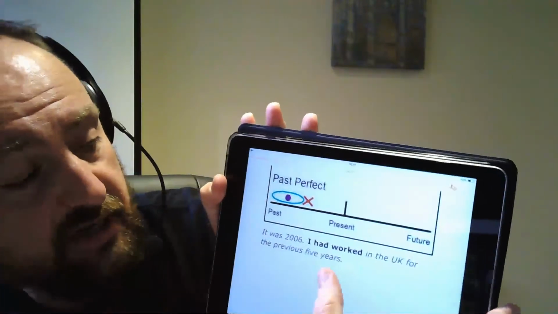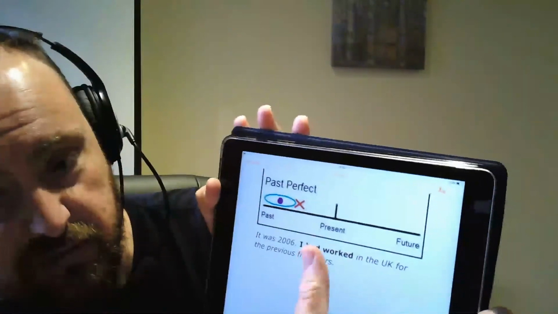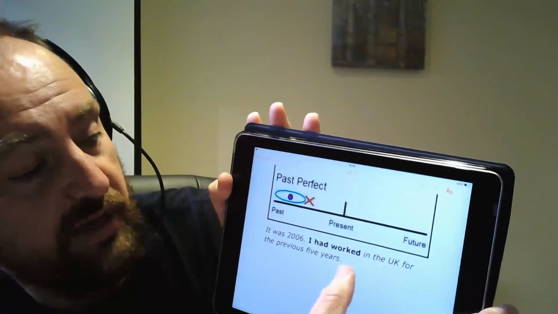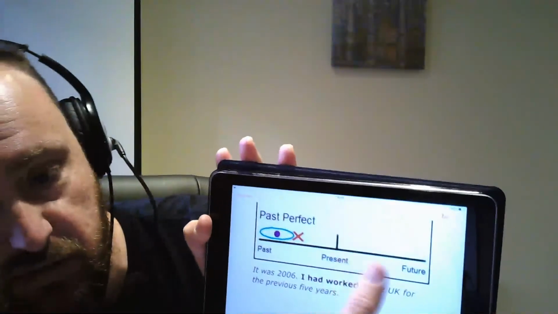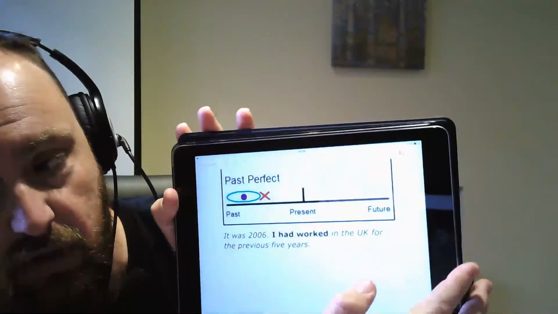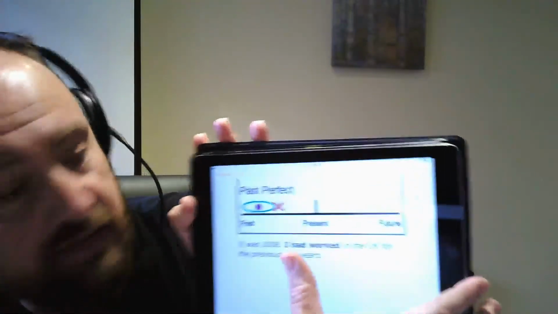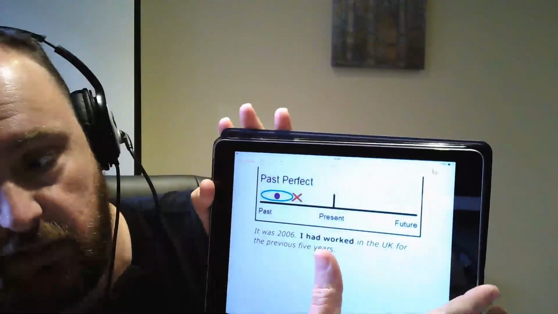In our example sentence here, it was 2006. 2006 is the red X. I had worked in the UK for the previous 5 years. So this circle with the purple dot in the middle, that is the previous 5 years that we're talking about here. So that's something to bear in mind when we start making sentences with past perfect. If you don't have the time that you're talking about, and you want to talk about before that, then we can't use past perfect. Then it's just past simple in that case. Okay, so let's have a look at why we would use past perfect.